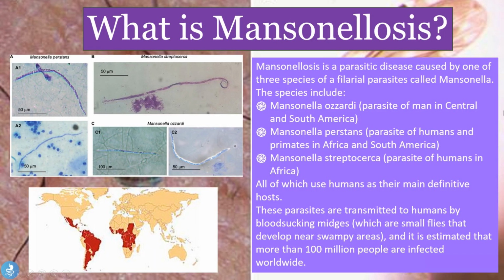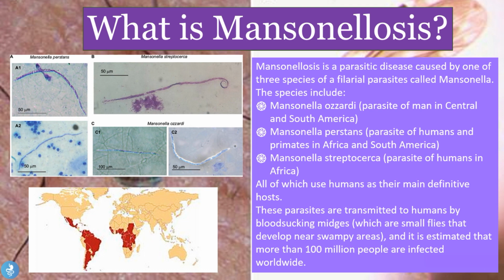So what is Mansonellosis? Mansonellosis is a parasitic disease which is caused by one of three species of a filarial parasite called Mansonella. The species include Mansonella ozzardi, which is a parasite of man in Central and South America, Mansonella perstans, which is a parasite of humans and primates in Africa and in South America, and Mansonella streptocerca, which is a parasite of humans in Africa, all of which use humans as their main definitive hosts.